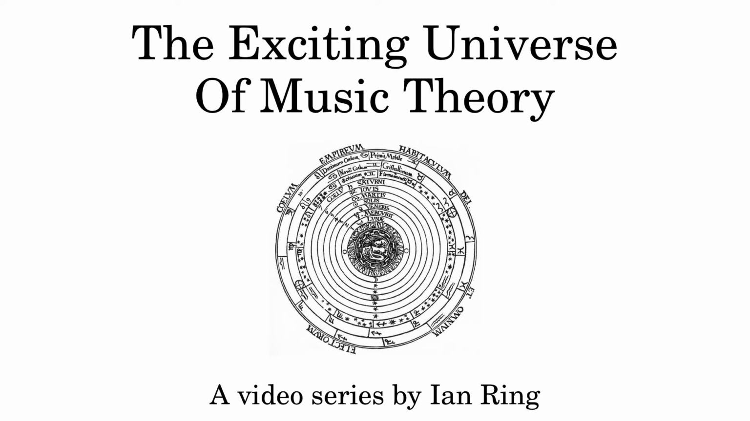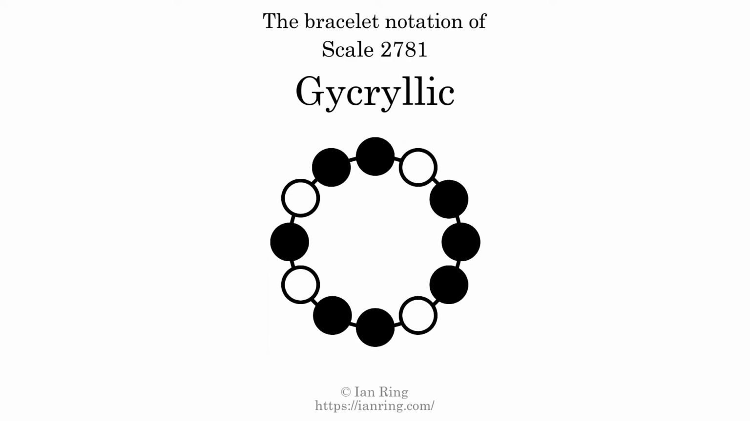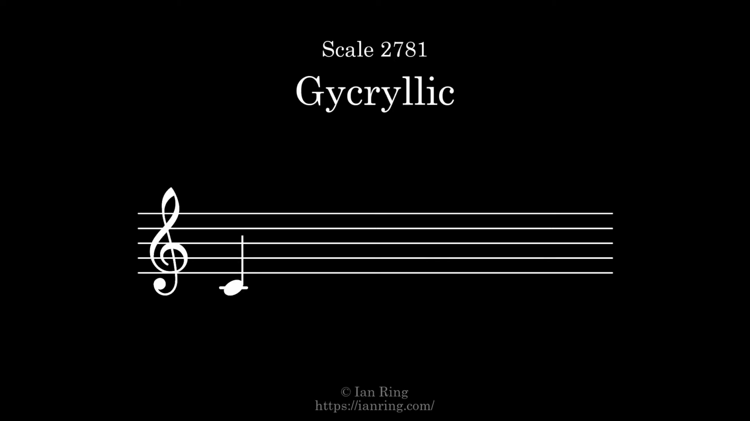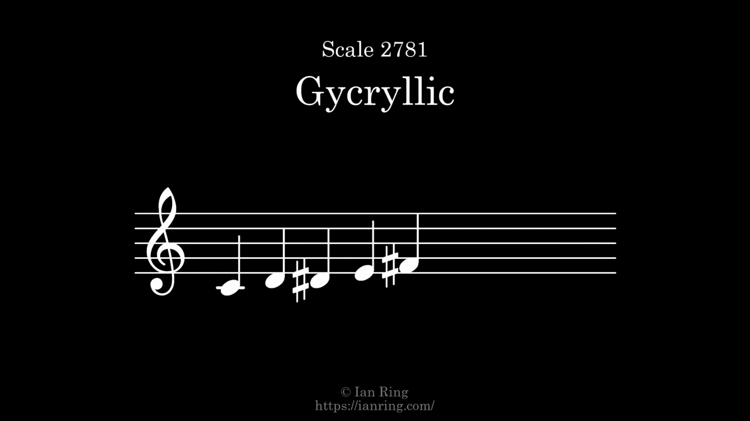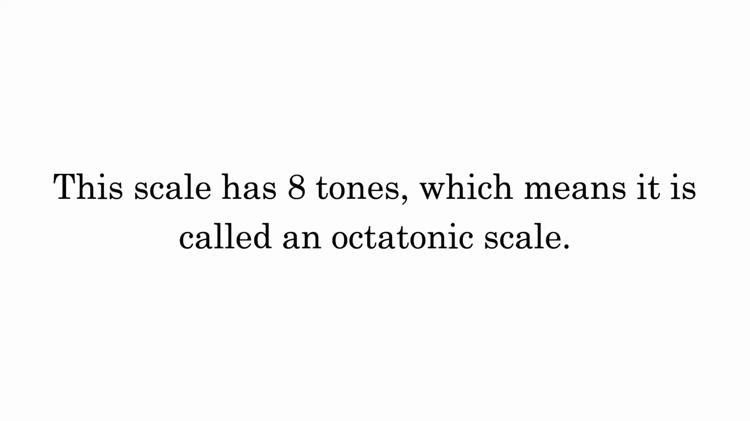Welcome to the exciting universe of music theory. Are you ready to learn? Then let's begin. Today we will talk about scale 2781, Gycryllic, which sounds like this. This scale has 8 tones, which means it is called an octatonic scale.